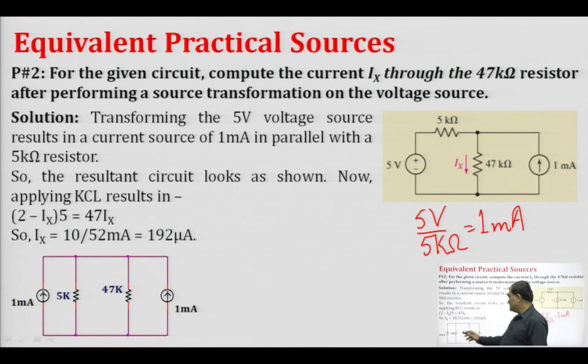So, 1 milliampere current is flowing from this side, 1 milliampere current is flowing through this side, and we know that the current through this 4.7 kilo ohm resistance is I_x. So, it means that the current through this 5 kilo ohm resistance will be 2 minus I_x, and since these two resistances are in parallel, the potential drop across them will be the same. So, we can write down (2 minus I_x) into 5 equals 4.7 times I_x, which we solve to get 192 microampere.